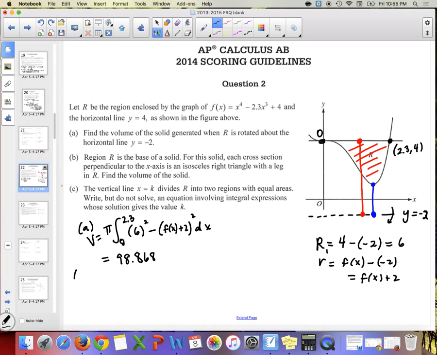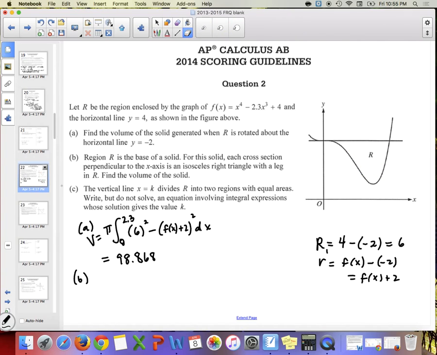Okay. Part B says region R is the base of a solid. For this solid, each cross-section perpendicular to the x-axis is an isosceles right triangle with a leg in R. Find the volume of the solid. So as you can see, in the last couple years, these problems have been getting much more difficult than they used to be. Okay, so if we're going perpendicular to the x-axis, we're taking our chalks like this, right? So our x is changing. So we're integrating with respect to x.